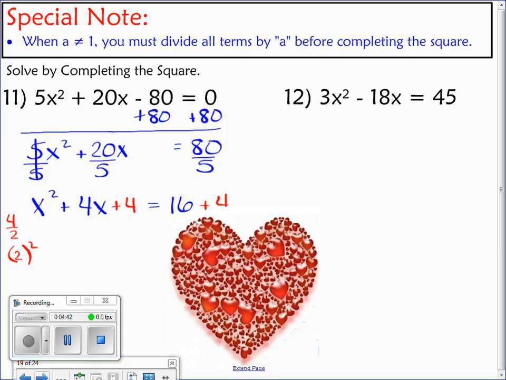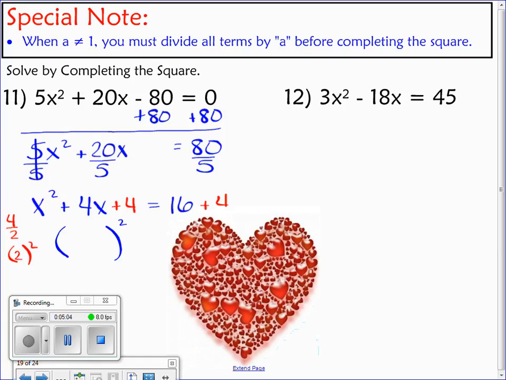You can't do the b over 2 stuff before you divide by a, because the b over 2 stuff is completing the square. That's making it so this is a perfect square. And you're not going to end up with the same thing when you try to factor if you still have a 5 sitting here. So you can't do that. We have to get rid of the a value, then we can do the b over 2.